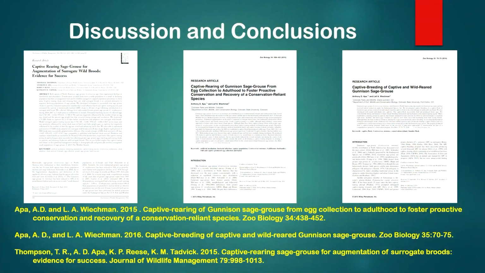We have a publication where we added chicks to surrogate broods, that's the Thompson et al. paper. So those techniques have been worked out. And along with Leif Wickman, he and I produced two publications on captive rearing techniques for Gunnison sage-grouse. Those are all available to you as well to help make those decisions if you choose to.